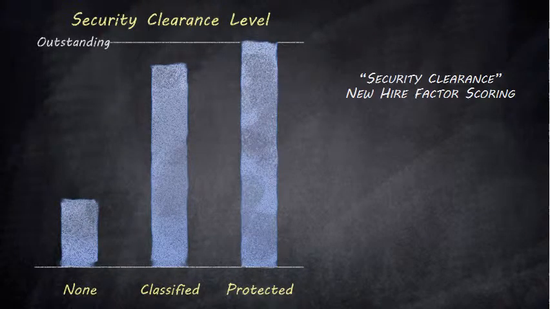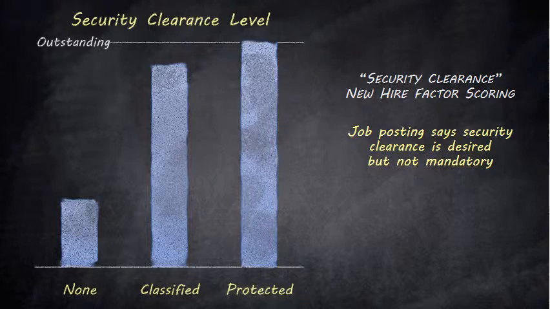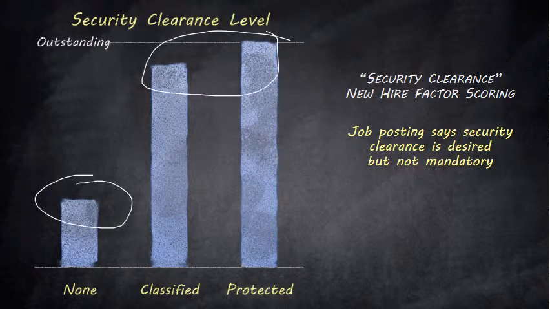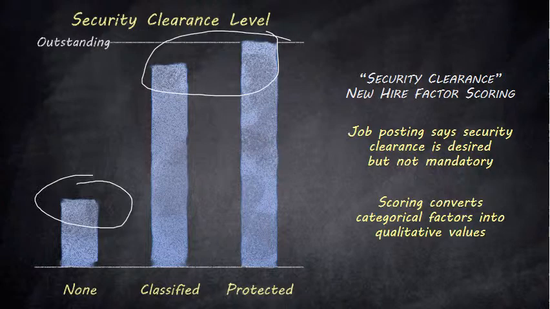I'm going to use security clearance as an example of a categorical factor. The job posting says security clearance is desired but not mandatory. This means that people without any clearance are scored lower than people who have clearance, and different levels of clearance are shown as having slightly different scores. This converts categorical factors into qualitative values that we can use in decision making.